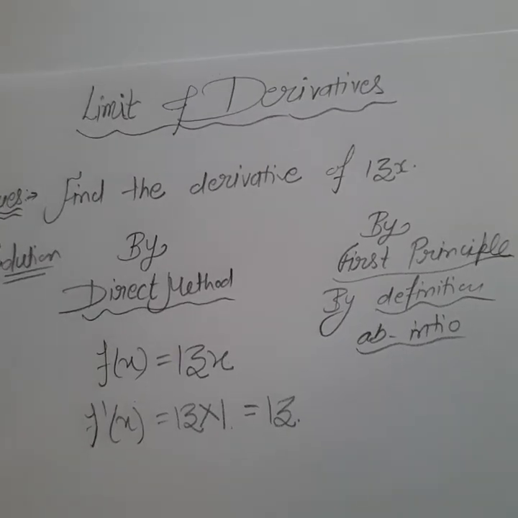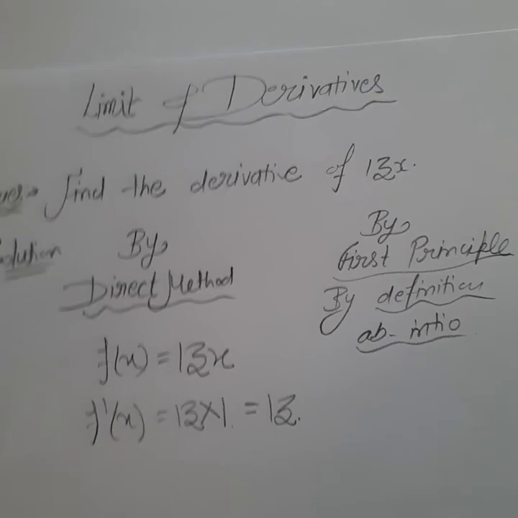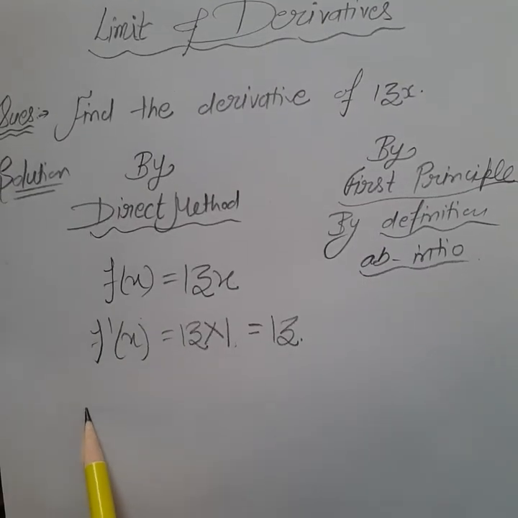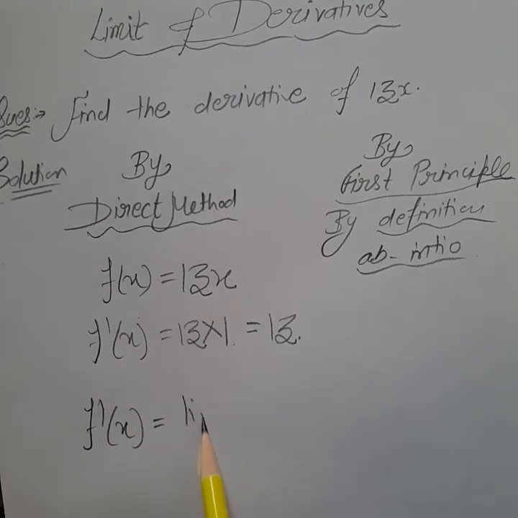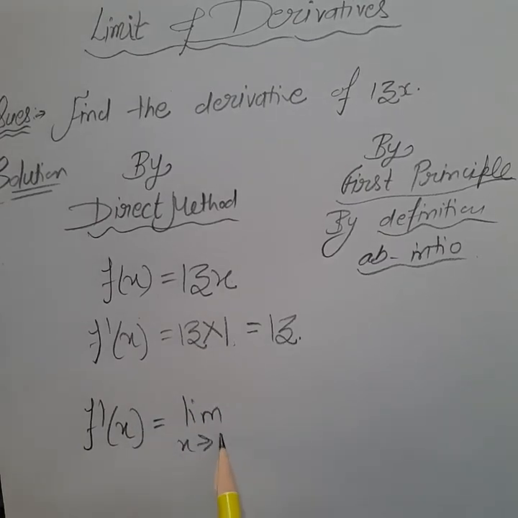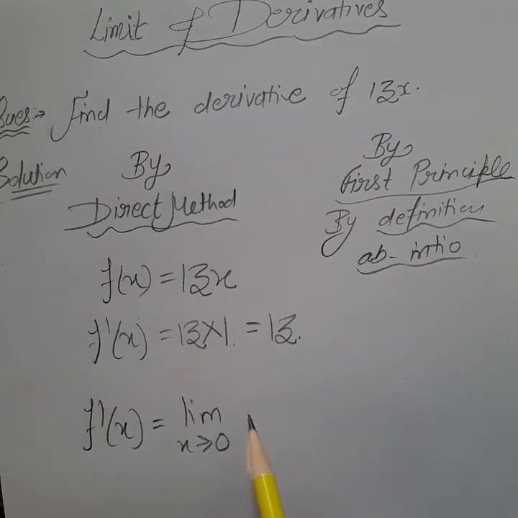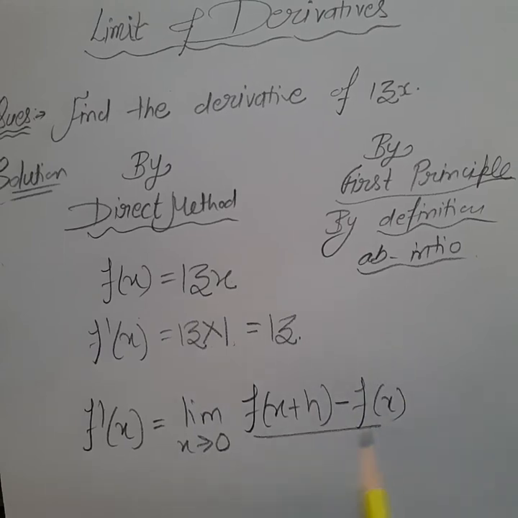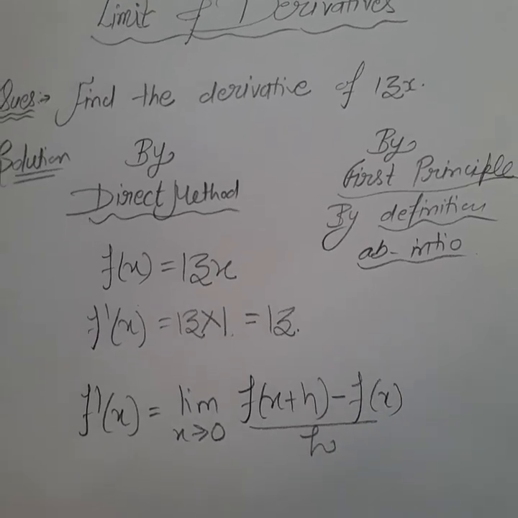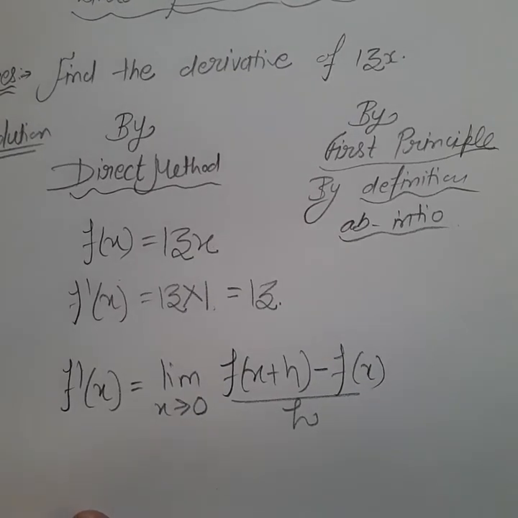And we can write 13 as our answer. And if we want to solve it by the first principle, then we have to apply the formula, that is f'(x) = limit h tends to 0 of [f(x + h) - f(x)] / h. So this is the formula by which we can solve our derivative by definition or first principle.